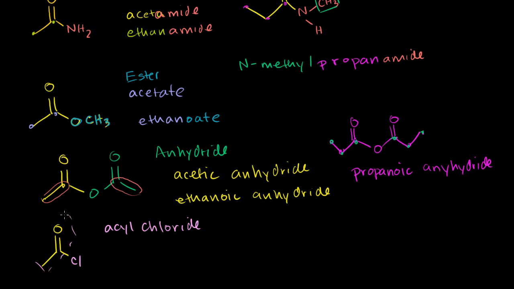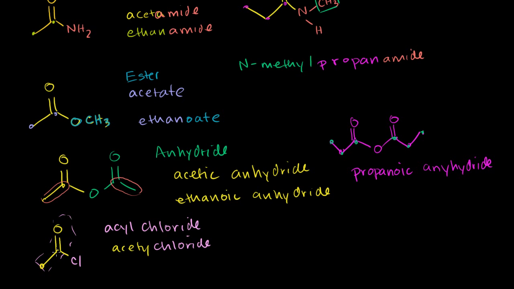Maybe the most intuitive name. This right here is an acyl group, and then you have a chlorine. So it's an acyl chloride. And we've seen this exact acyl chloride. It's derived from acetic acid. So this is acetyl chloride.